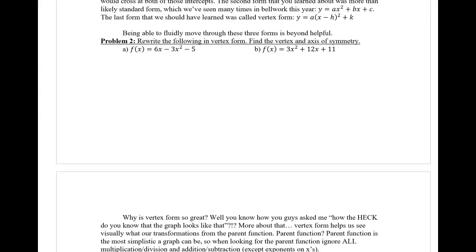So the first thing that I'm going to do is try to find the x-coordinate of my vertex, because my vertex is just some point where this parabola is going to go from going down to going up, or vice versa, from going up to going down. Alright, so in this case, I would rewrite this as f of x is equal to negative 3x squared plus 6x minus 5, just rewriting that in standard form.